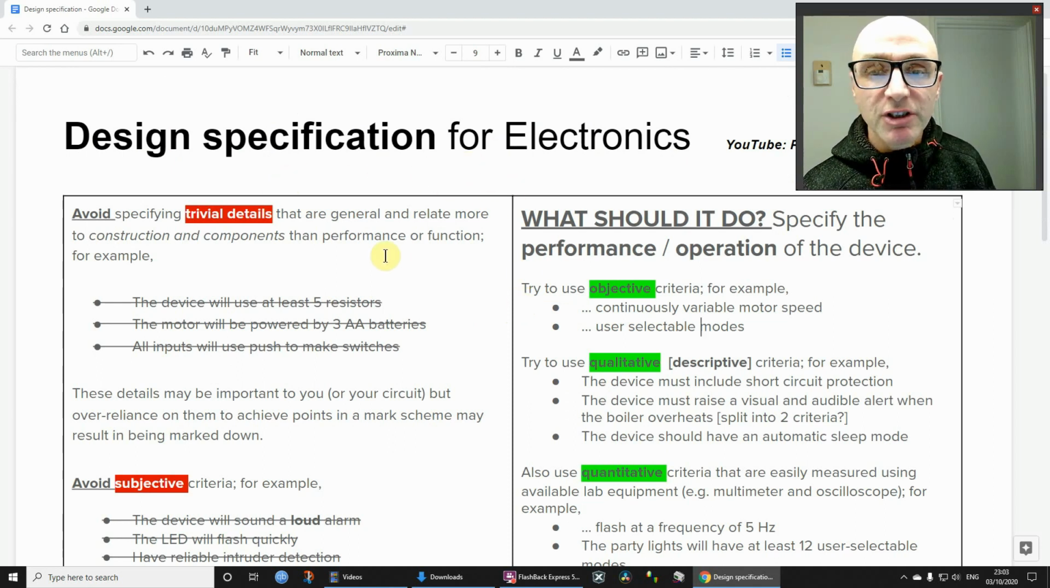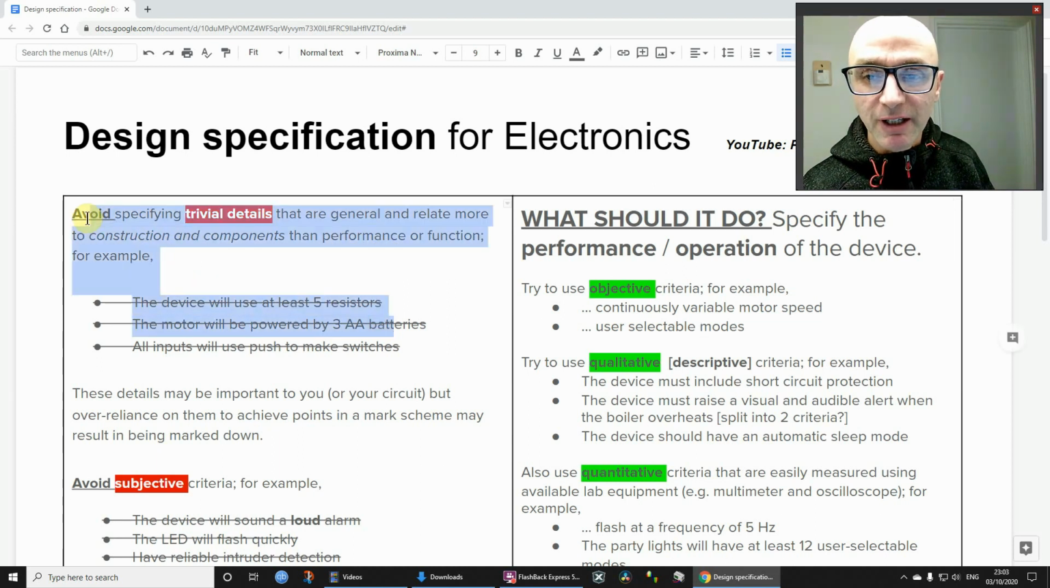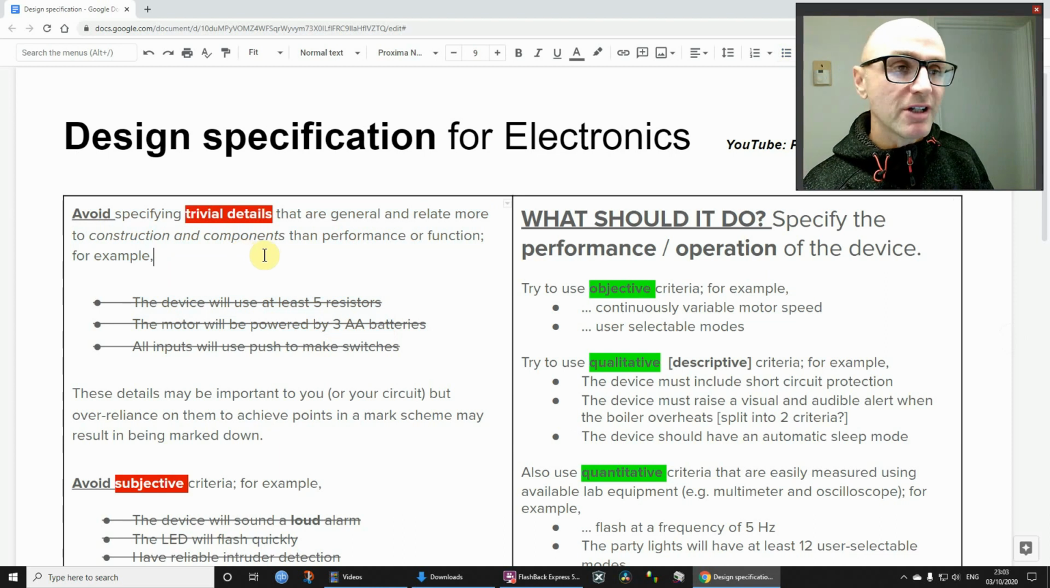So first of all, I'm just going to cover a couple of things that you want to avoid in writing your design specification. First of all, you want to make sure that you don't include any really trivial details about maybe how the circuit might be built, like whether it's on a PCB or the number of resistors in your circuit or the fact that you've got resistors or LEDs, or maybe even just saying that you're going to include a single 7-segment display or even 10 7-segment displays if you wanted to go quite crazy.